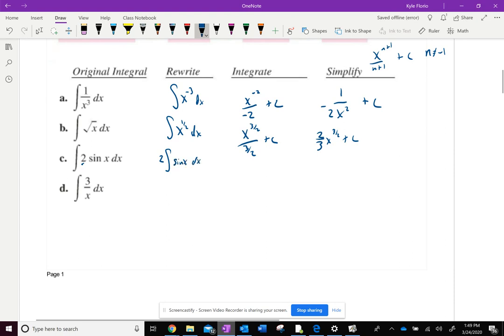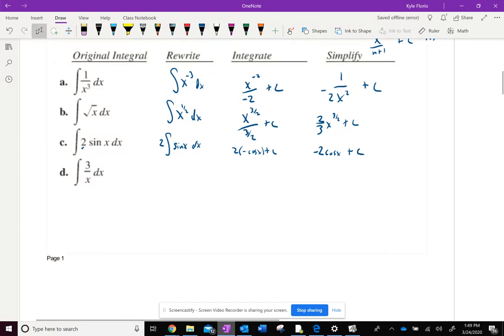The antiderivative of sine is negative cosine, right? The derivative of negative cosine would be positive sine, so the antiderivative of sine would be negative cosine. You just got to kind of think backwards. So it's going to be 2 times negative cosine x plus c, and 2 times negative cosine x is just -2 cosine x plus some constant.